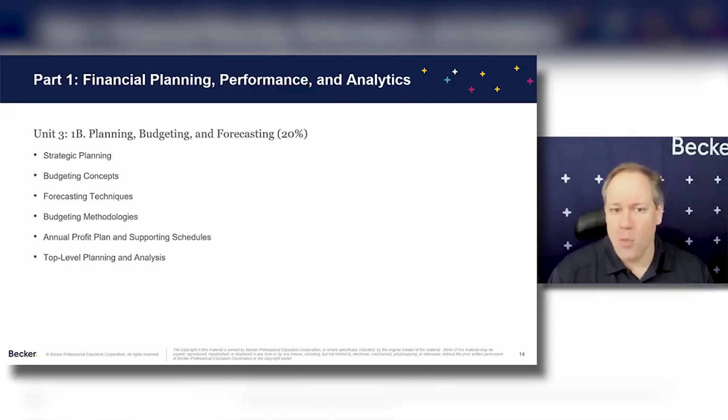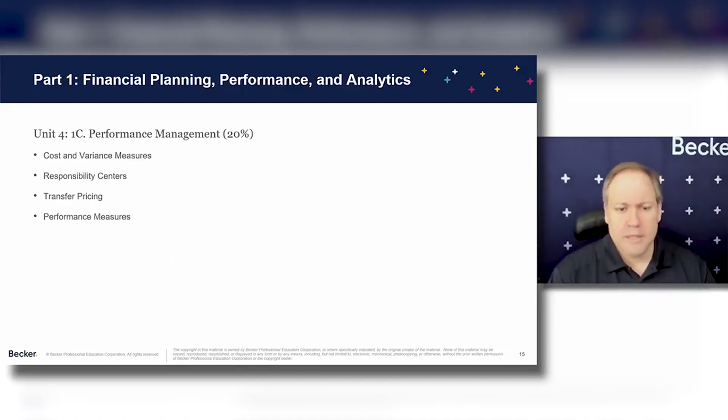Then we'll backtrack to 1B. That's our 3rd unit. And that's where we talk about strategic planning, the concepts surrounding the budgeting and budgeting process, different techniques used for forecasting, different methodologies used for budgeting, how you build out an annual profit plan and the schedules that would ultimately support that profit plan, as well as overall top-level planning and analysis. Then in our 4th unit, we cover 1C, that's performance management. That's where we cover cost and variance measures, as well as issues like responsibility centers, the interesting issues of transfer pricing, and other ways to measure performance.